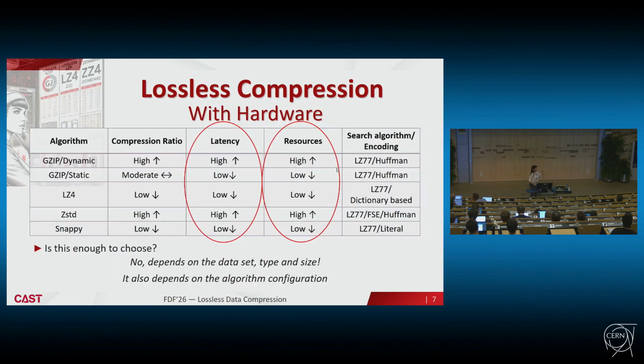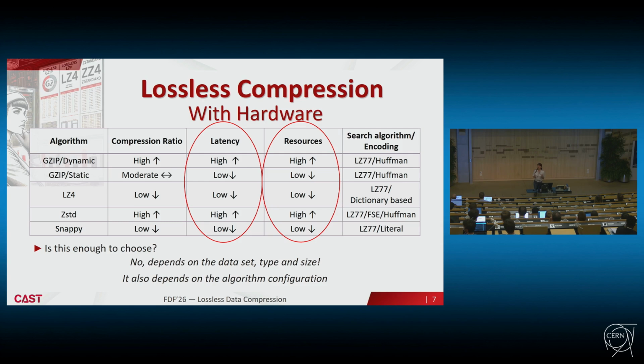So what happens when we implement these algorithms on hardware? The same exact algorithms. GZIP with dynamic Huffman tables has high compression ratio, high latency, and high resources. With static, low latency and low resources. LZ4 and Snappy, again, they have low latency and low resources, while Zstandard keeps its characteristics of high latency and high resources. So different algorithms have different characteristics of latency and compression ratio. Okay, so is this information enough to choose which algorithm you want for your system? No, unfortunately, it is not.